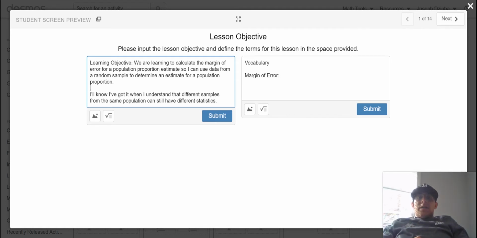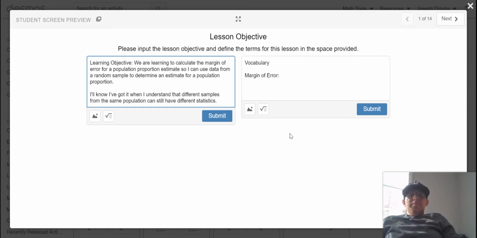The margin of error: calculate the margin of error for a population proportion estimate. So I can use data from a random sample to determine an estimate for a population proportion. I'll know I've got it when I understand that different samples from the same population can still have different statistics.